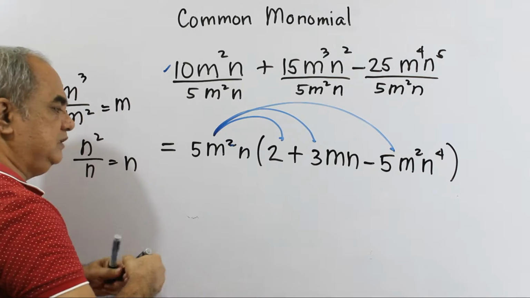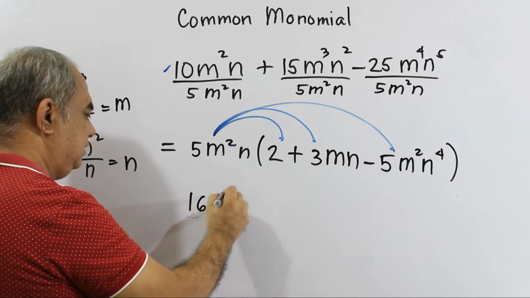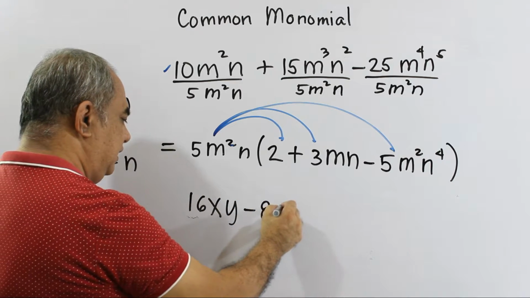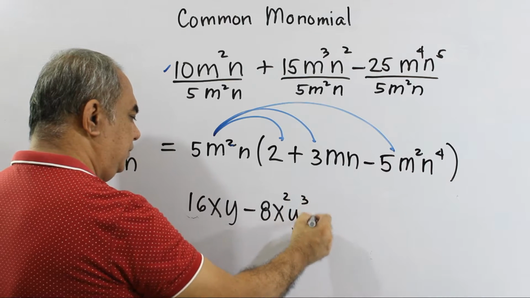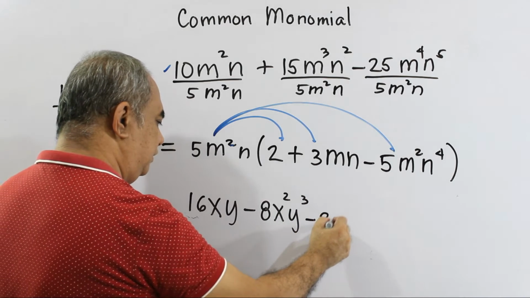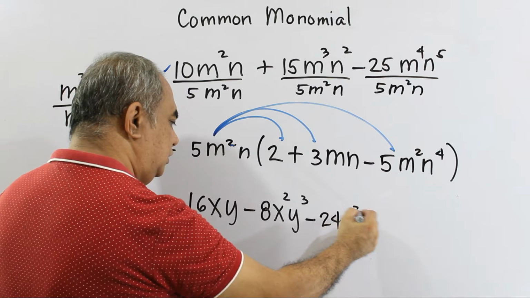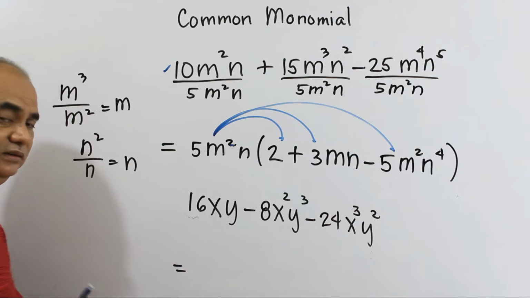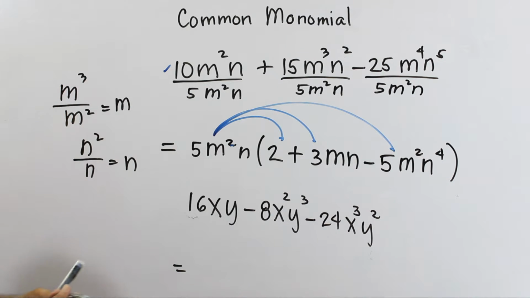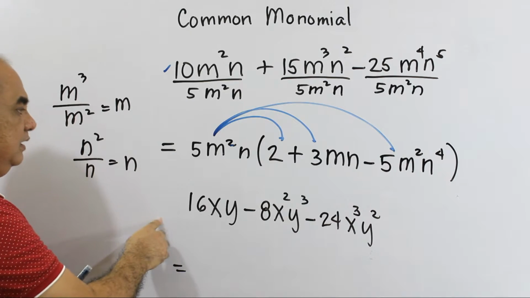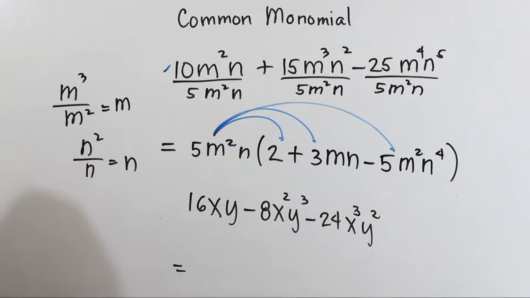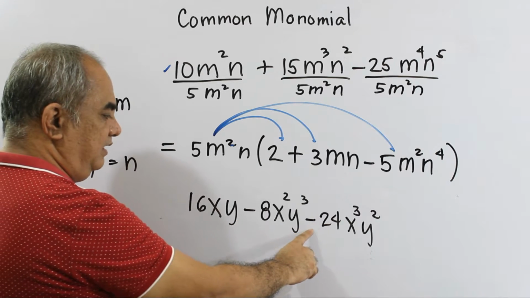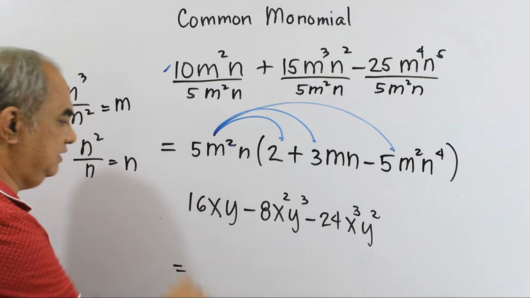For the next example, say we have 16xy, okay, minus, let's say, 8x squared y cubed, and then again minus, let's say, 24x cubed y squared. Okay? So, I'm going to write the answer here. We will just do the same method as we did in the first problem. So let's concentrate on the constants first. We have constants like 16, negative 8, and negative 24. These are constants in this trinomial.